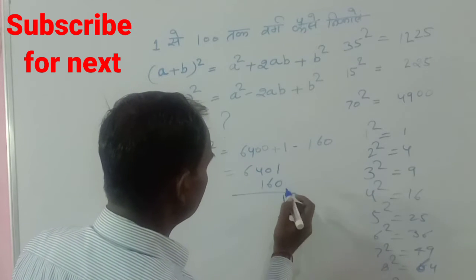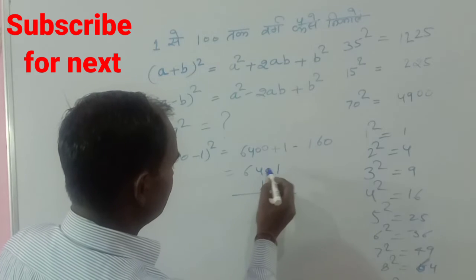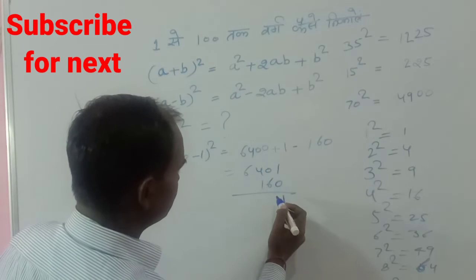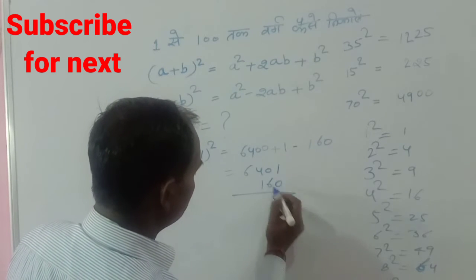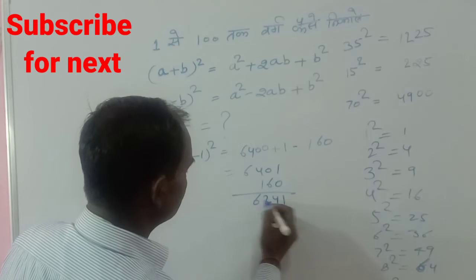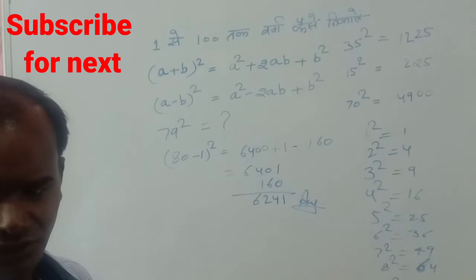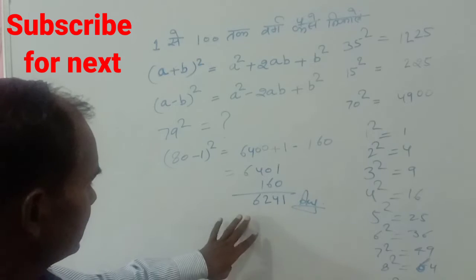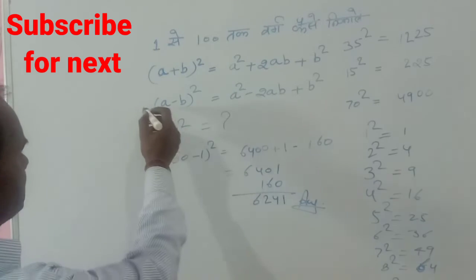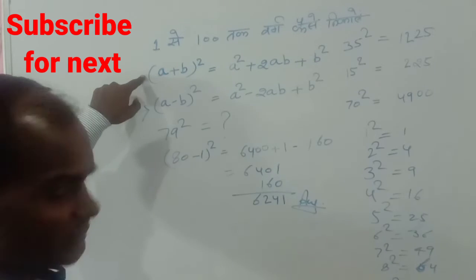160. How much? 1. And taking the tens, coming here, 10 minus 6 is how much? 4, and 3 minus 1 is 2. This is your answer. You just calculate on your fingertips by using this formula. Now we want to use this other formula.